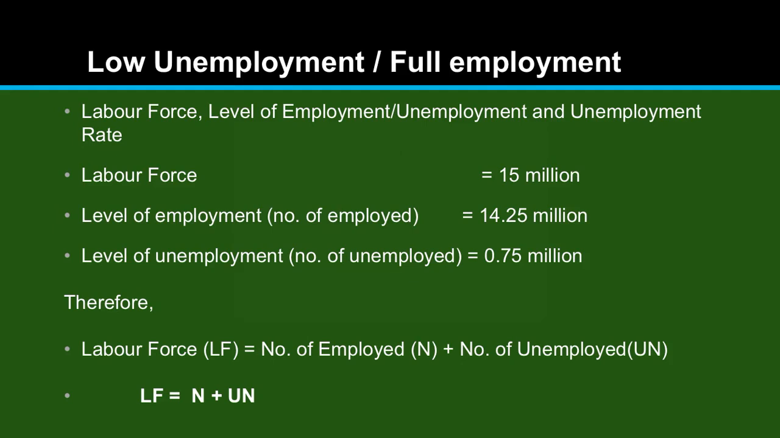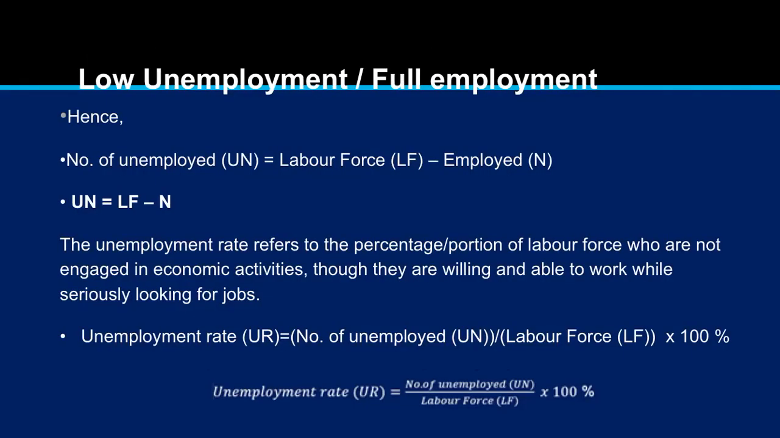With some algebra manipulation, we can calculate the level of employment in a country by subtracting the level of unemployed from the labor force, or we can calculate the number of unemployed people by subtracting the level of employment from the labor force. Hence, the number of unemployed is equal to the labor force minus the number of employed. In short, UN equals LF minus N, where UN means the number of unemployed.